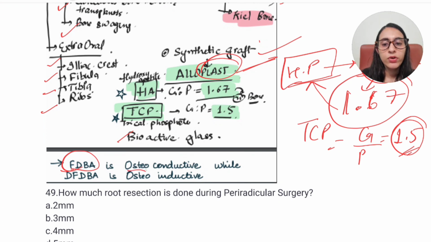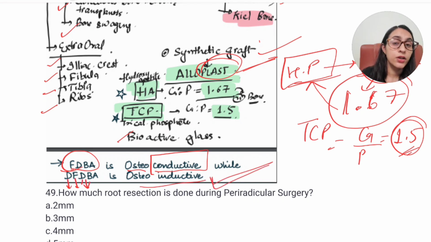Freeze-dried bone graft is osteoconductive. It conducts the bone synthesis. While decalcified freeze-dried bone graft is osteoinductive. It induces bone synthesis also.